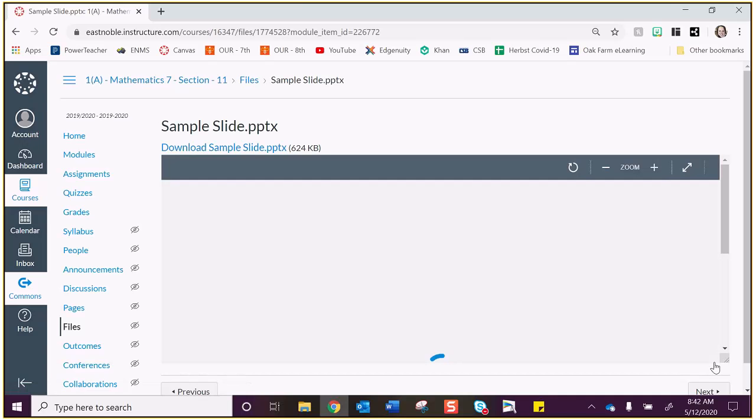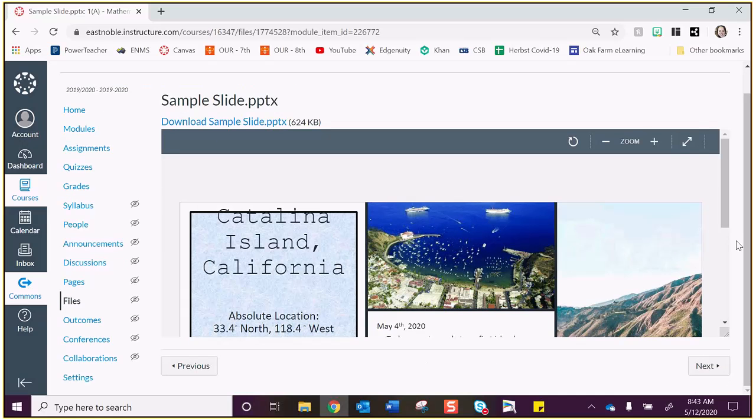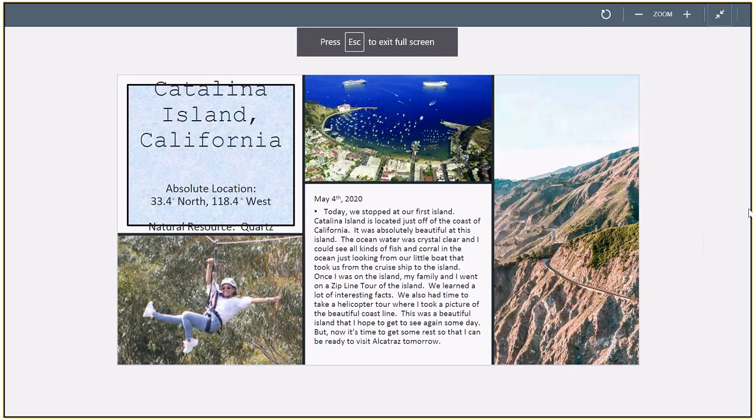And so let me get this to load. Okay, so the slide that we did is Catalina Island. This is just an island in California. So obviously this is not part of your cruise, but we didn't want to do one of your actual locations. So Catalina Island in California, there's the name of the island. We have its absolute location rounded to the nearest tenth, 33.4 degrees north, 118.4 degrees west. Remember, you can get all of that information through Google. Here are several images from Catalina Island, and then a little bit of a journal entry.